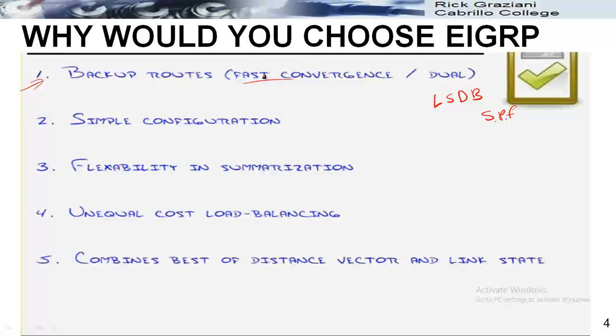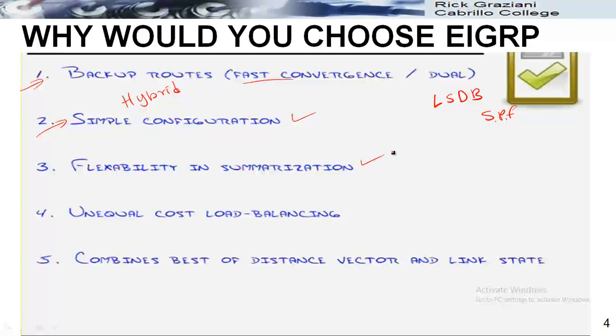So why would you choose EIGRP? I'm just trying to explain why I said that EIGRP is arguably the best routing protocol. It's because it's simple to configure, and this is where Cisco for some time used to call it a hybrid routing protocol, because it borrows the best from both worlds. As in, distance vector routing protocols generally are easy to configure.